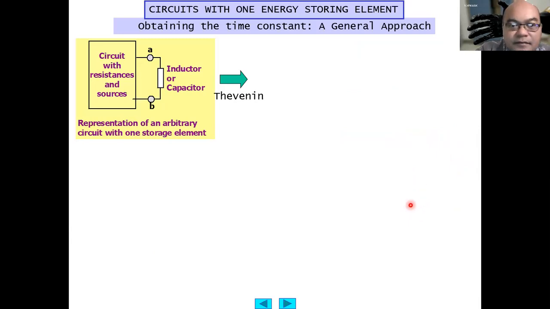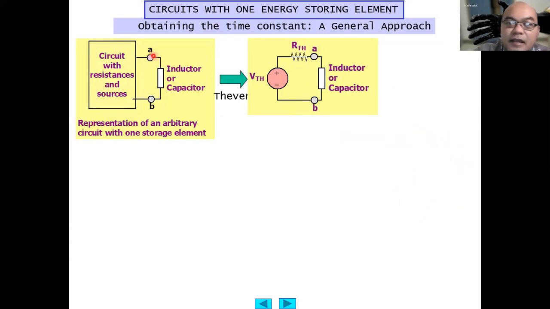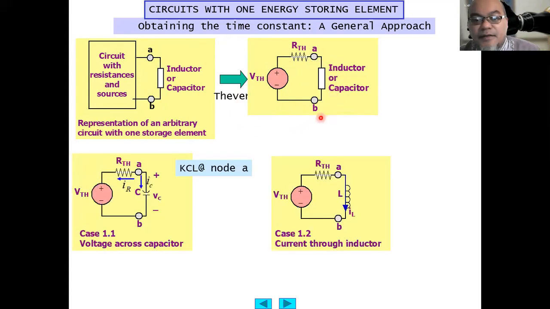For example, here we have a representation of an arbitrary circuit with one storage element. It could be an inductor or capacitor, and it is connected to a circuit with resistances and sources. This circuit you can express using its equivalent Thevenin theorem, consisting of VTH, the Thevenin equivalent voltage source, in series with the Thevenin equivalent resistance RTH. It is connected to the inductor or capacitor at the terminals A and B.